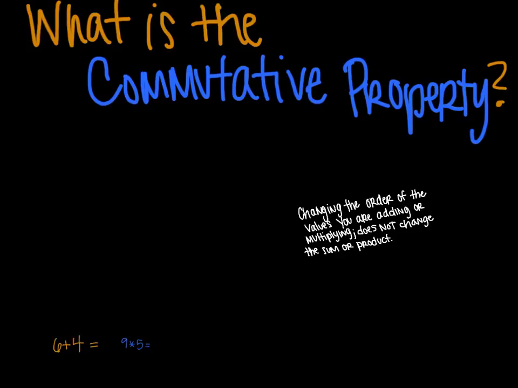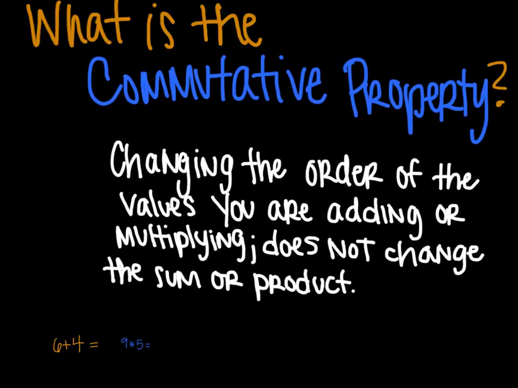What is it exactly? Well, it is changing the order of the values you are adding or multiplying. It does not change the sum or product. The key words there are going to be changing the order. The order does not change. So commutative property, you're talking about order of numbers. And then the sum or product does not change. It should never, ever, ever change your answer.